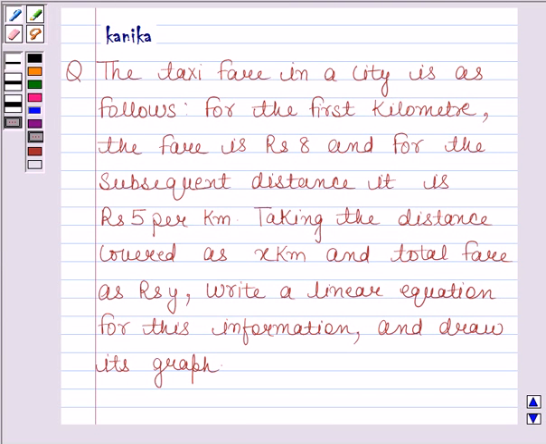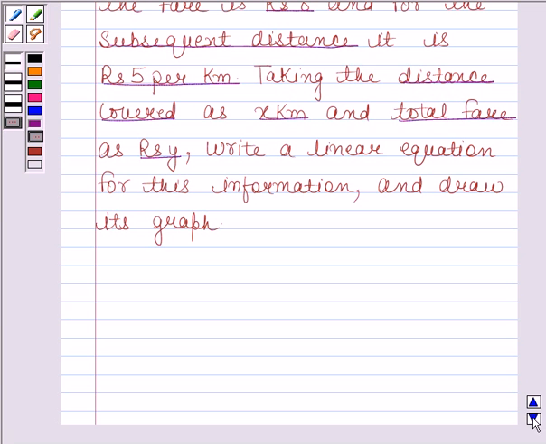Let's discuss the following question. The question says, the taxi fare in a city is as follows. For the first kilometer, the fare is Rs. 8 and for the subsequent distance, it is Rs. 5 per kilometer. Taking the distance covered as x kilometer and the total fare as Rs. Y, write a linear equation for this information and draw its graph. Let's now start the solution.